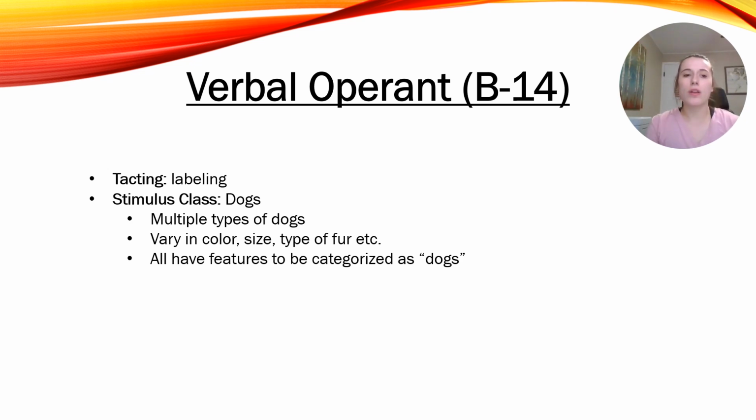So, for example, there are multiple types of dogs. They vary in color, in size, type of fur, etc. However, they're all categorized in the same stimulus class of dogs. They all have a tail. They all have some kind of fur. They all have ears. They all say woof. So they're similar in those dimensions.